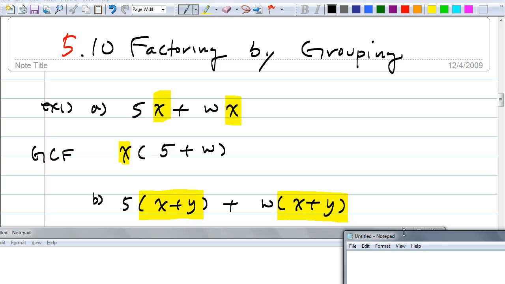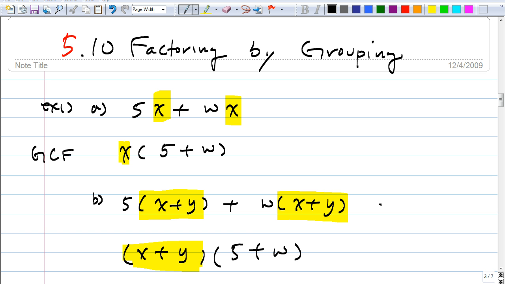How about Ben? Yeah, well, don't you write the GCF first? Let's write the GCF first. What's our GCF here? X plus y. So x plus y times. That's exactly right. Do you get the idea?